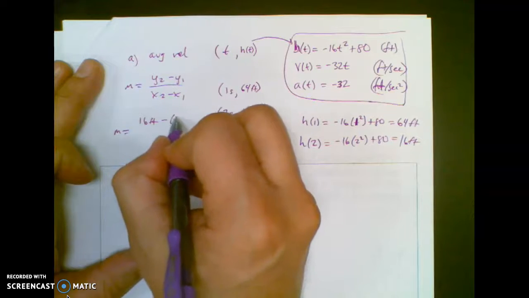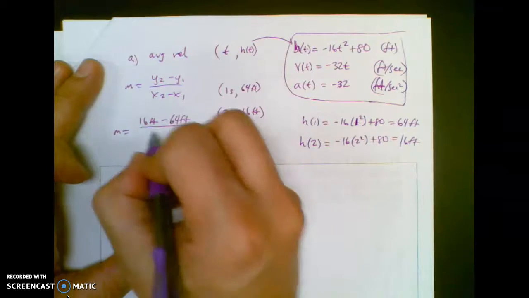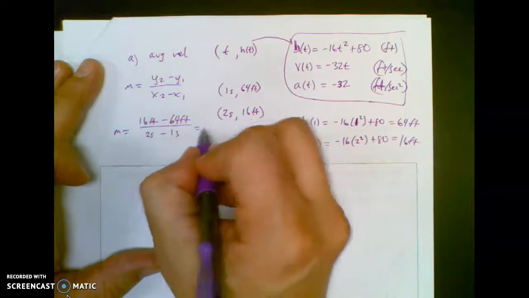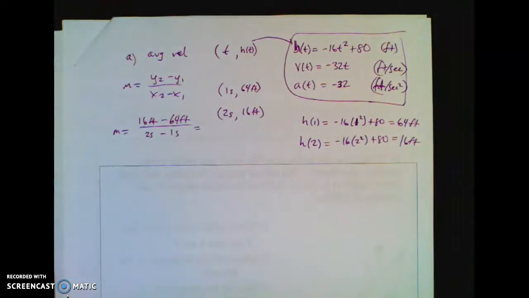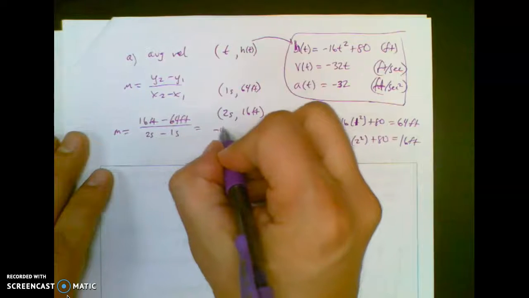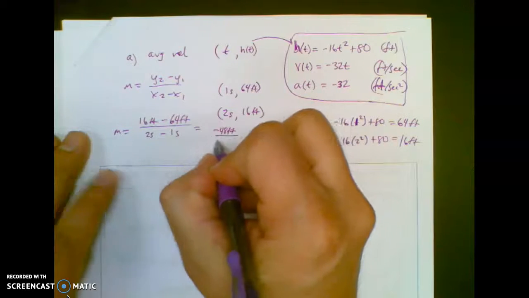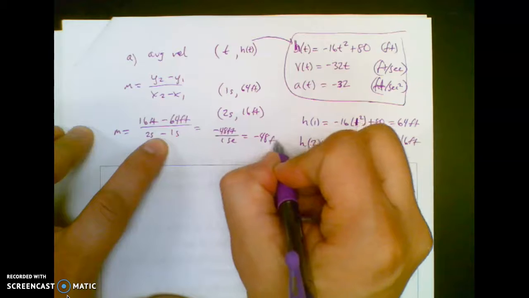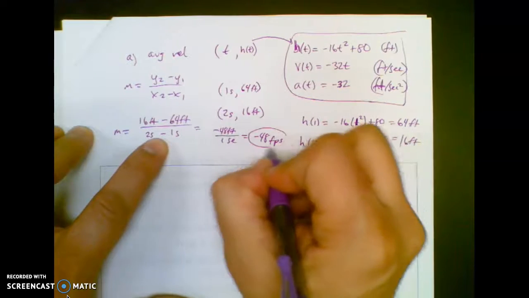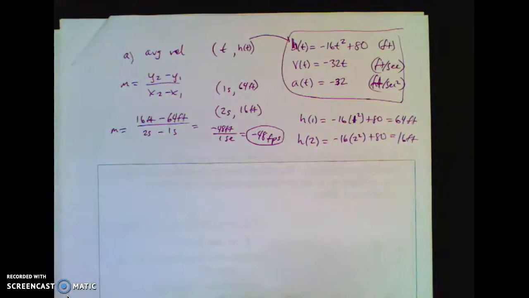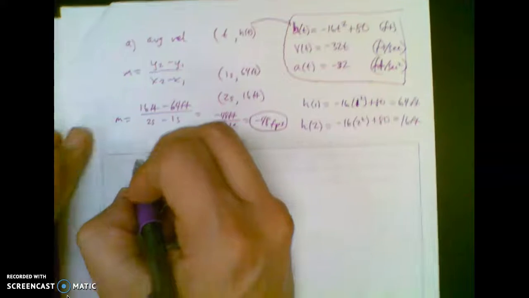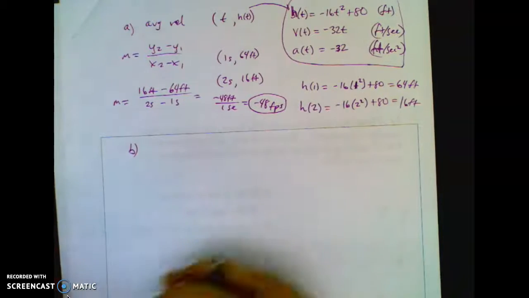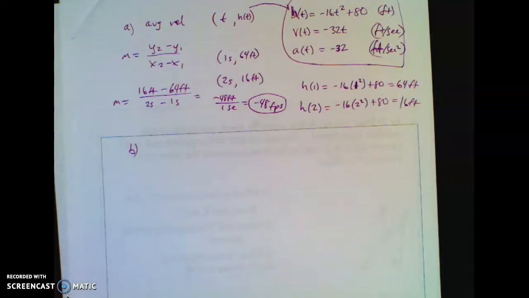minus y1 over x2 minus x1. So 16 minus 64 is negative 48 feet per 1 second, or negative 48 feet per second. So that's the average velocity. Now, for an easier question, that was a lot more work. So that'd be basically taking the total distance he fell and dividing it by the total time.